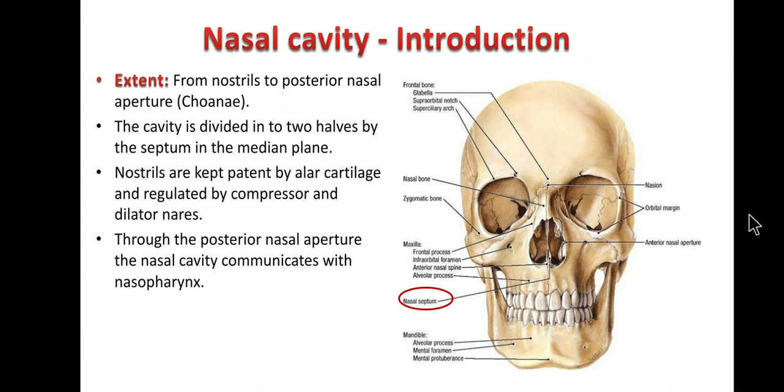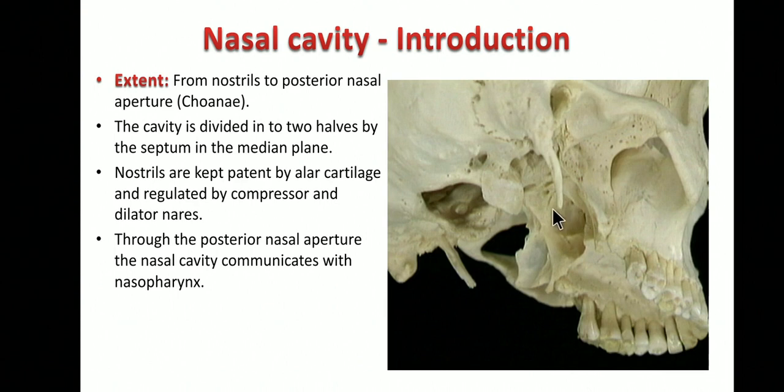Through the anterior nasal aperture, and through the posterior nasal aperture behind, which is called the choana. Here you are able to see the posterior nasal aperture, and here we have seen the anterior nasal aperture. From here to the posterior nasal aperture is the extension of the nasal cavity. This posterior nasal aperture, also called the choana, communicates with the nasopharynx. It is 2.5 centimeters in height and 1.5 centimeters in width.